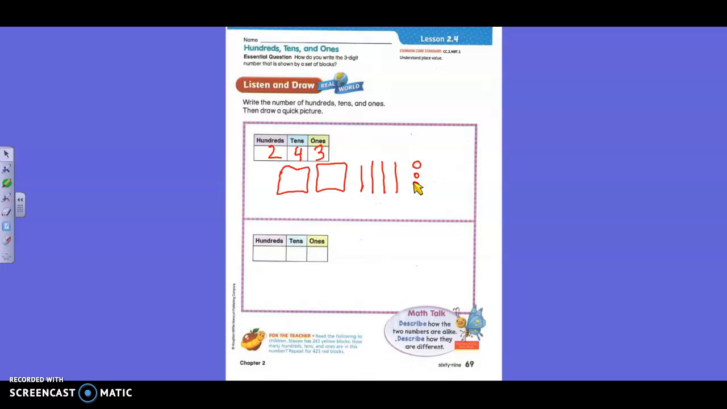Okay, now I want you to do, on the bottom, 423. 4. What did you put in the tens place? 2. Sorry, my two is not very good. And what did you do for the ones? 3. And then, how did you show me your drawing? You did 400 squares. There you go, 400 squares, 2 ten sticks, 3 one circles. Okay.